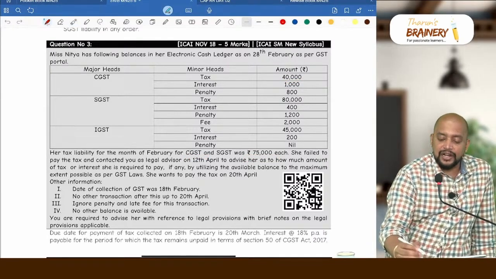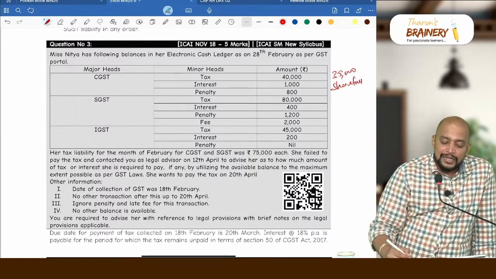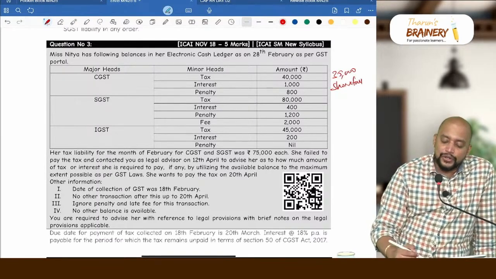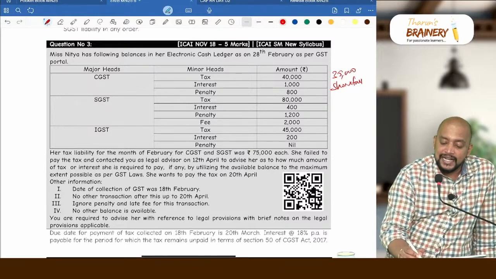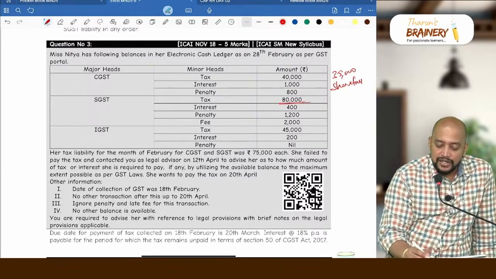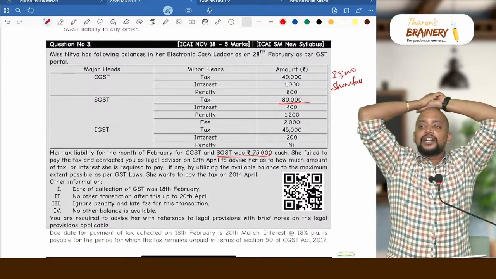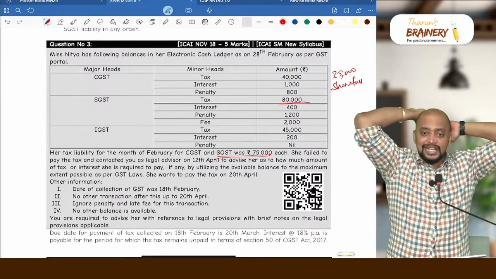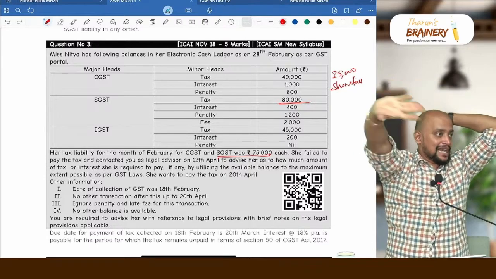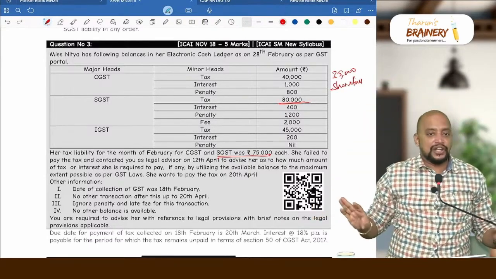35,000 is the shortfall. Agreed? 35,000 shortfall. And next, go to SGST head. How much? 80,000. So, sufficient balance is there? Yes. Which means on this SGST, interest will not arise. Why will interest not arise on SGST? Because there is sufficient balance as on the due date of GSTR 3B. So, interest will not arise.